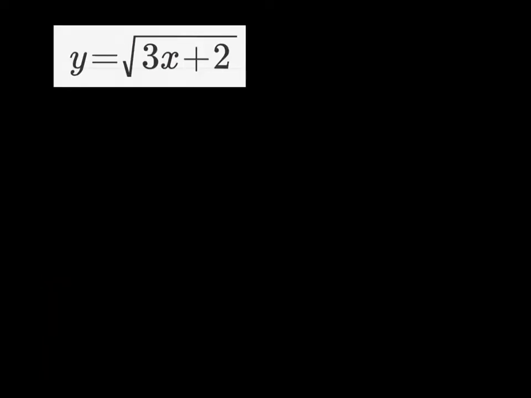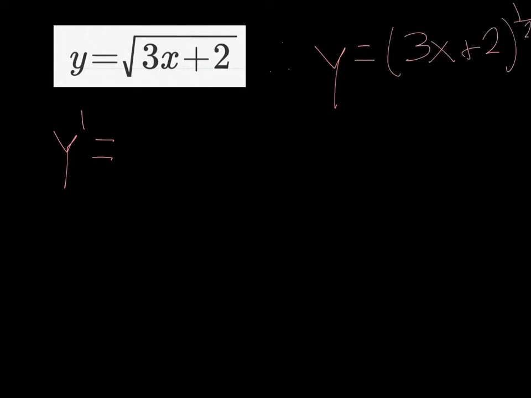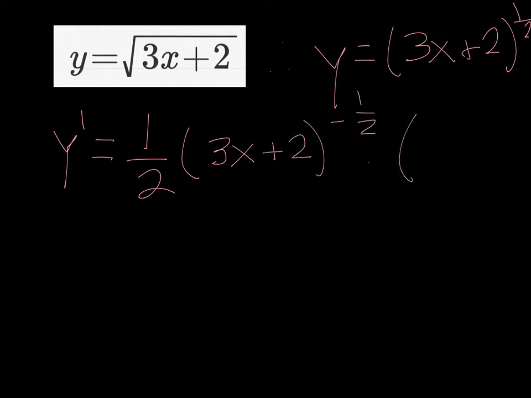Let's do a second example of the chain rule. The function is y equals the square root of 3x plus 2. So what will be the derivative of that function? Well, first, we can rewrite the function as 3x plus 2 elevated to the 1/2. So the derivative of the function will be 1/2 times 3x plus 2, that in this case is my u, to the negative 1/2 times the derivative of u, that is 3.